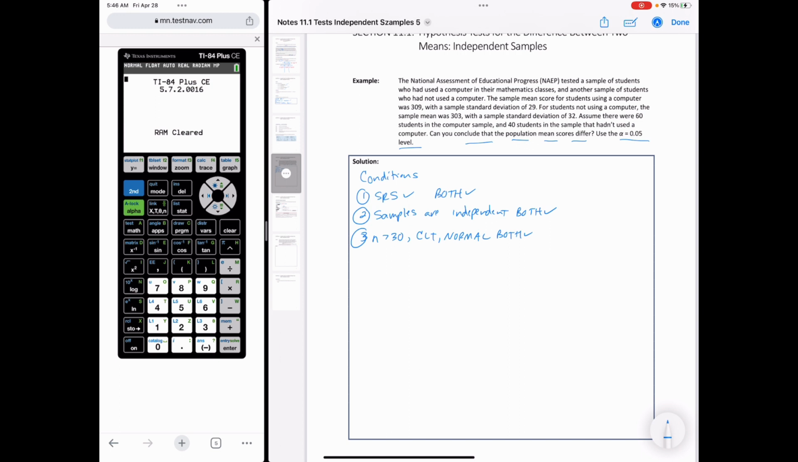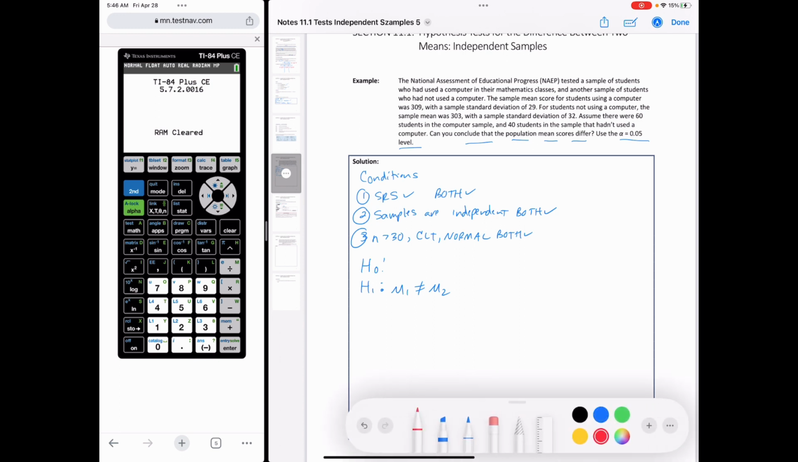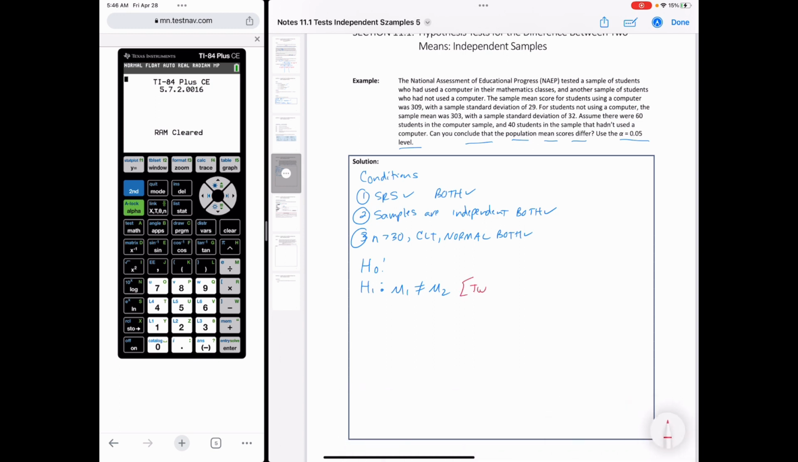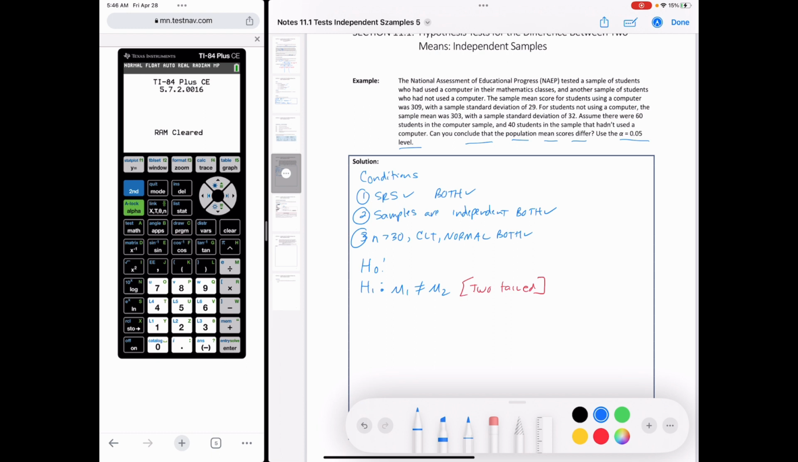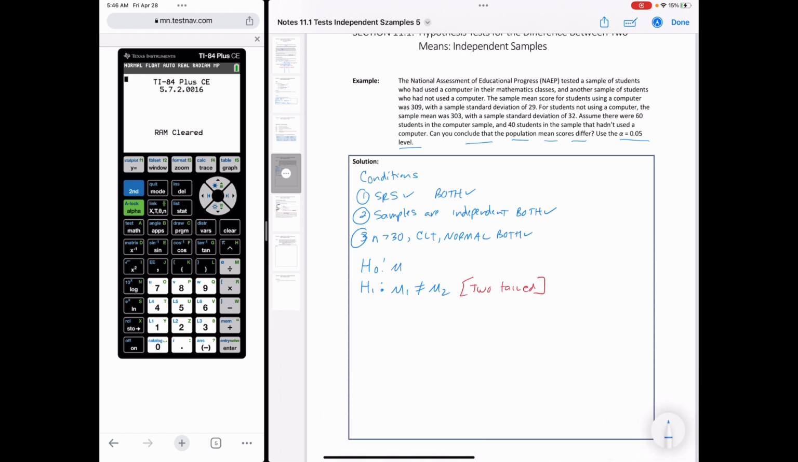But before we get to that, let's do our hypothesis. So let's do our H0 and our H1. Now it says, can you conclude that the population mean scores differ? So H1 is going to be mu1 is different than mu2. Mu1 is not mu2. Note that this is two-tailed. The only reason I'm writing this is because when I interpret the p-value, I have to interpret it a little bit different. H0 is always going to be mu1 equals mu2.